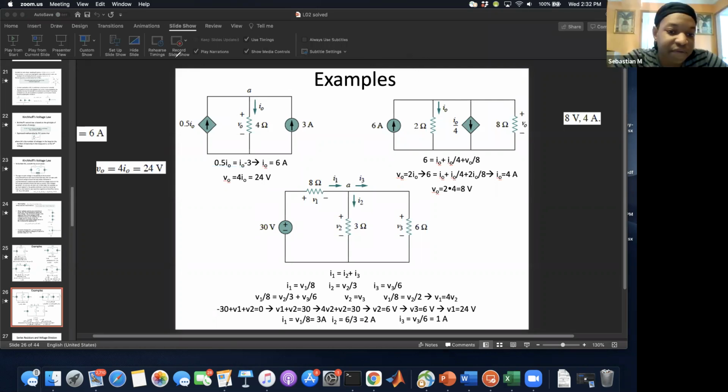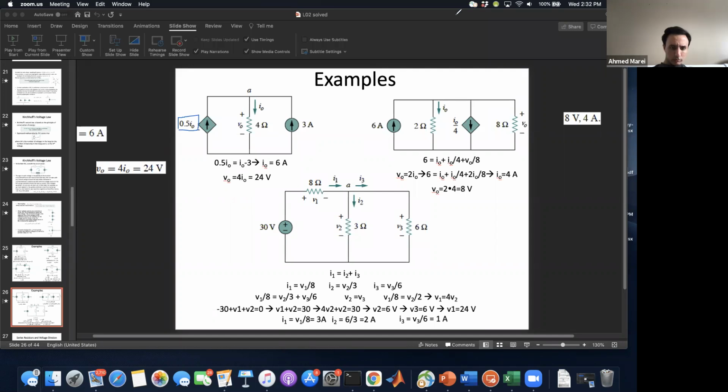I'm just confused as to why we're setting it equal to 0.5 I naught. Because of this dependent source. This is a dependent current source, so the current out of here is guaranteed to be 0.5 I naught. This is a current source. So there's 0.5 I naught coming in here, and then what exits is I naught here.